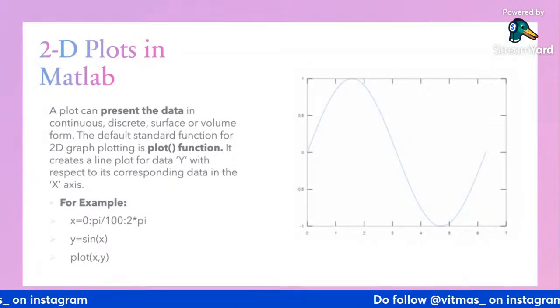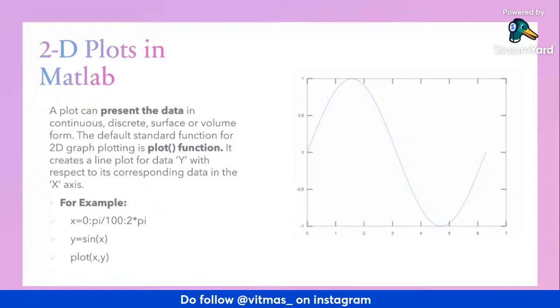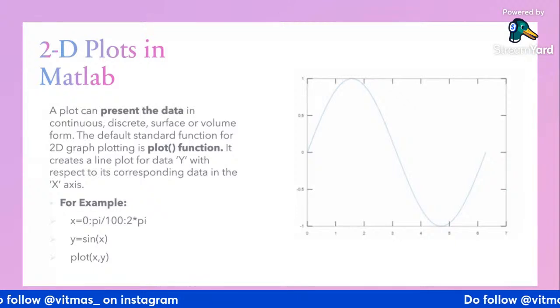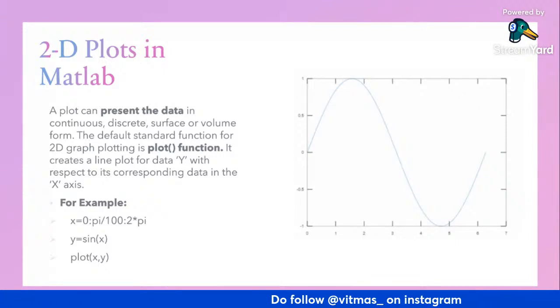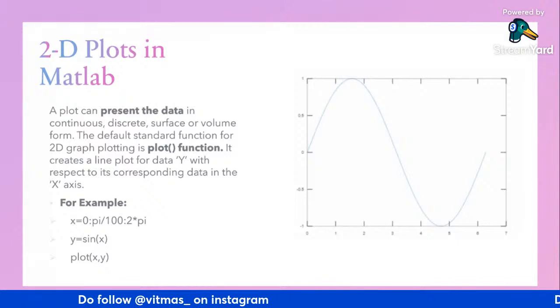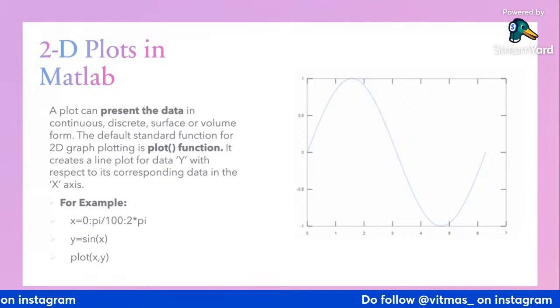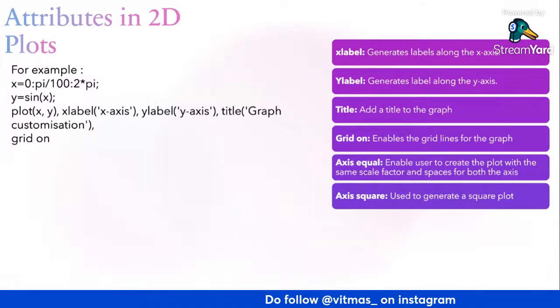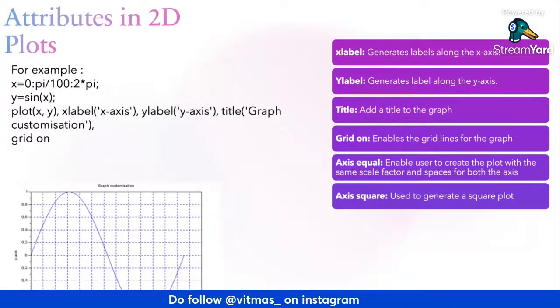So we have seen 1D plot, right? Now we'll just see 2D plot. So in 2D plots, for example, you have an x function, x is equal to 0 and so on, and y function, y is equal to sin x. plot(x, y). It is very simple. Have a variable x, have a variable y, given function for x, given function for y, and plot(x, y). That is your 2D plot. So attributes in 2D plot, you guys know this.